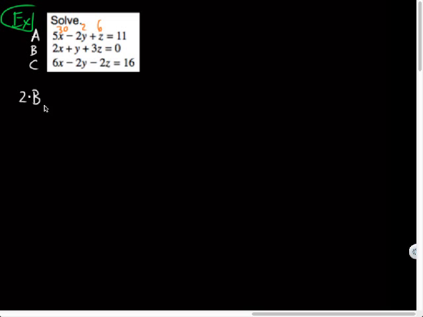2. So I'm just going to say this is what this line represents. It's 2 times B. So let's see, what is 2 times B? 2 times 2x is 4x. 2 times y is plus 2y. And 2 times 3z is 6z. And don't forget to multiply the right-hand side, although in this case, 2 times 0 is still 0.